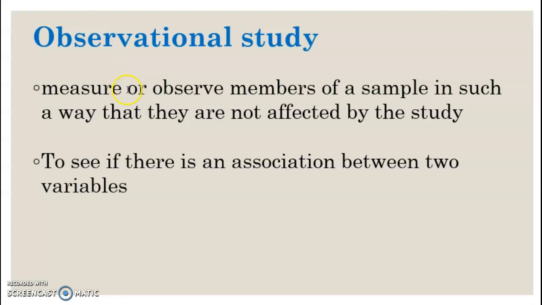In an observational study, you are going to measure or observe members in such a way that they are not affected by the study. So you just stand aside and watch and see what happens. You use this to see if there's an association between 2 variables.